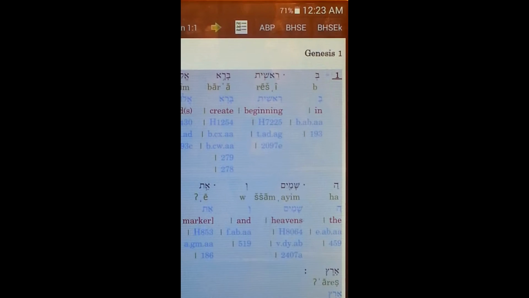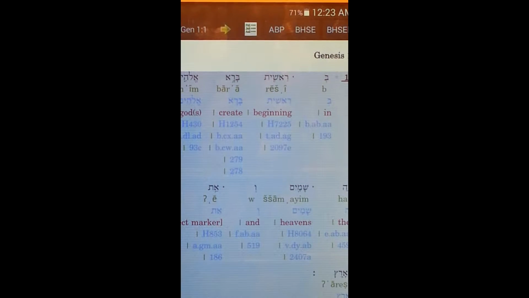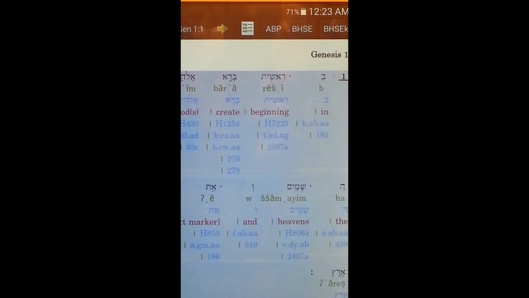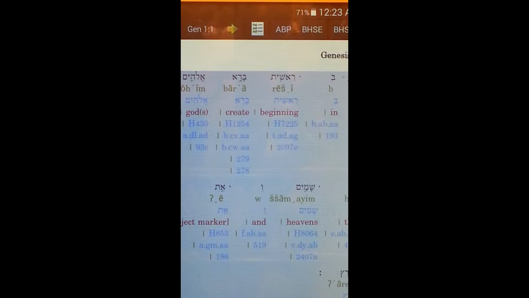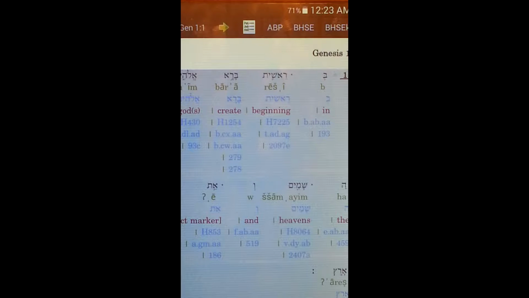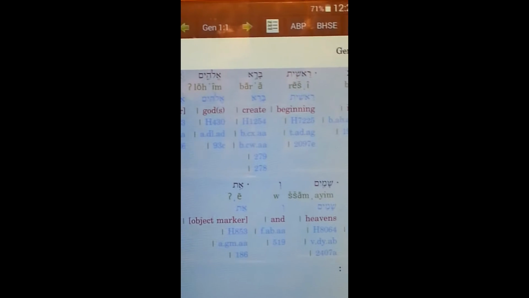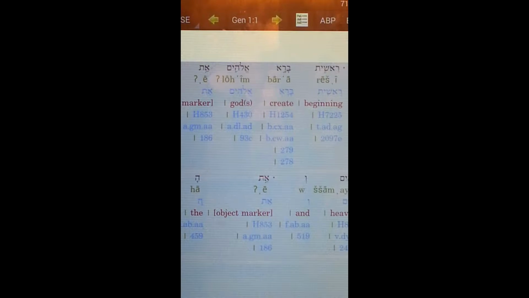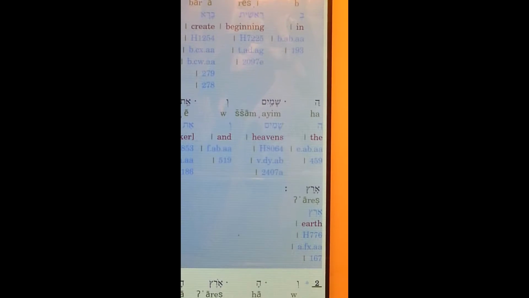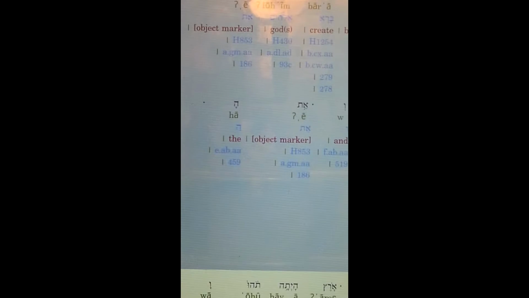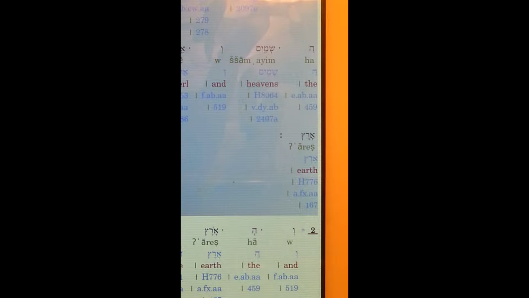Here we have what's an interlinear app. It has the Hebrew and its translation. We have some Strong's numbers. And what it says is Bereshit, Bara, Elohim, Et Ha-Shamayim Vu Et Ha-Arts.